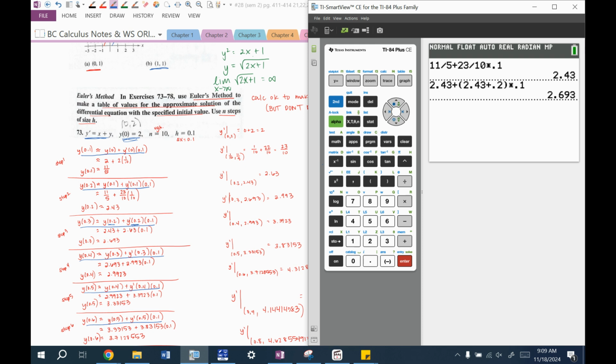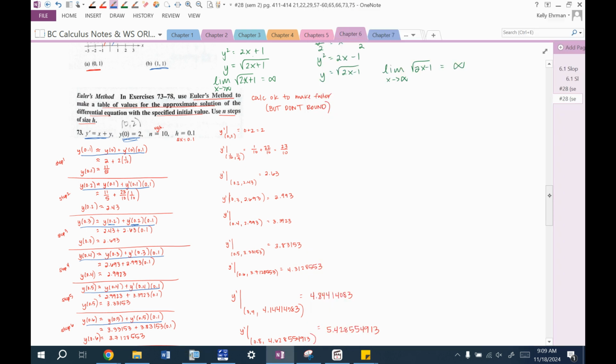2.693. Let's find the next slope. So the next slope would be, well, no, let's just keep going. So it's that plus that answer plus what's the x value that I'm evaluating at here? 0.3. You need to write it out because I would lose track if I didn't have it written down, times the step size, 2.9923, right?